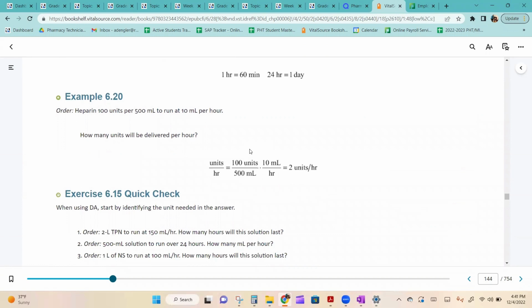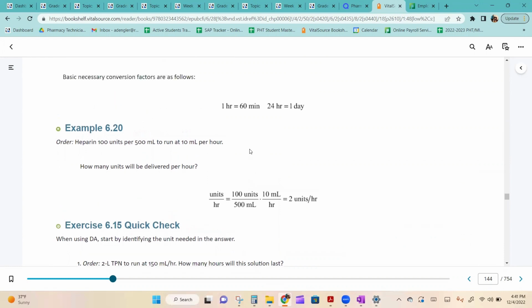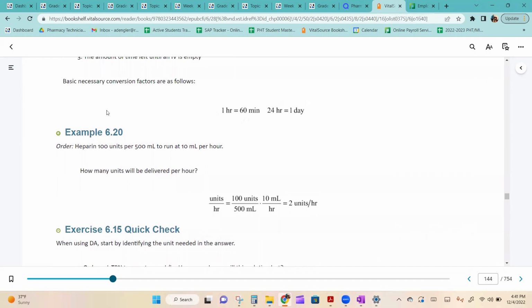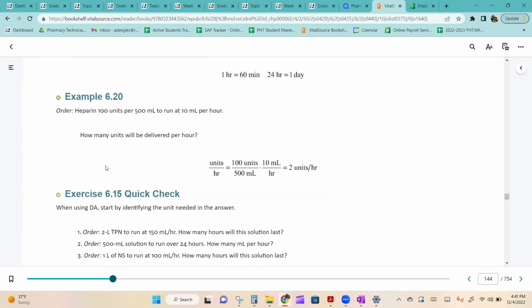So the next example, we have heparin 100 units per 500 ml to run at 10 ml per hour. How many units will be delivered per hour? And you can see that up here, they have the basic necessary conversion factors. So you will be using 1 hour equals 60 minutes and 24 hours equals 1 day. So for this one, we have 100 units per ml.